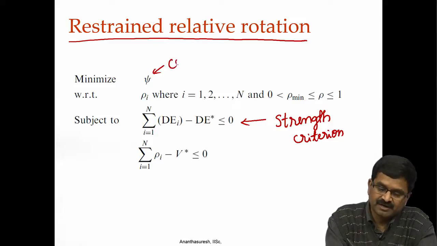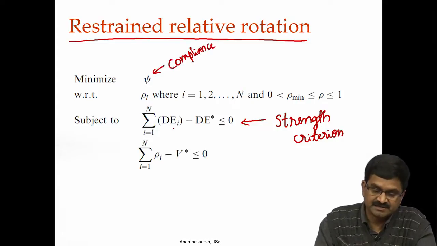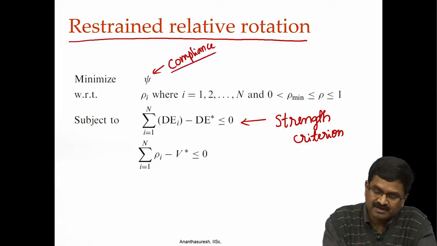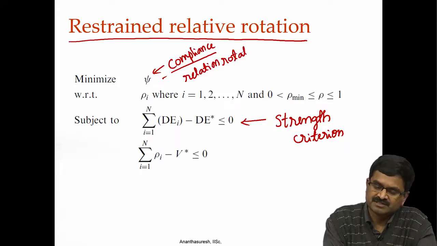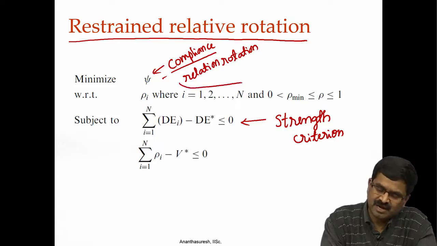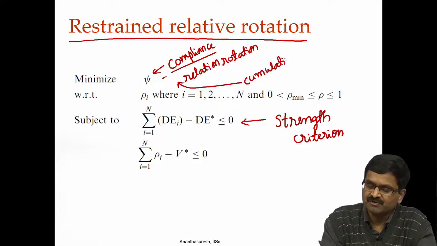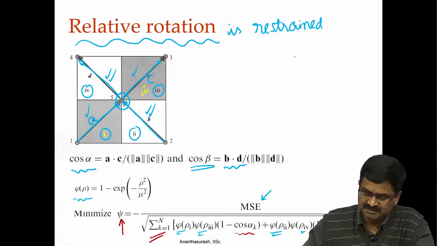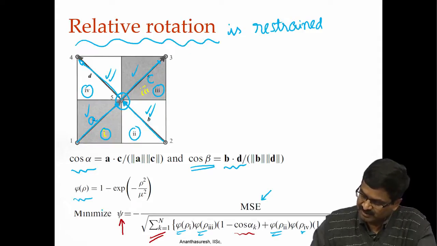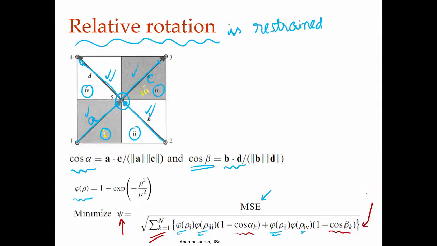We have here already compliance, and now we have strength criterion as a constraint, and we have in the denominator of that this psi compliance, we want to maximize that, the negative minimize, and then here we have relative rotation, cumulative relative rotation of all the elements, the way we just discussed in the previous slide. I should add another word here calling cumulative relative rotation. Let us go back to the previous slide and see what we mean. See, this denominator here, this part is the cumulative relative rotation.